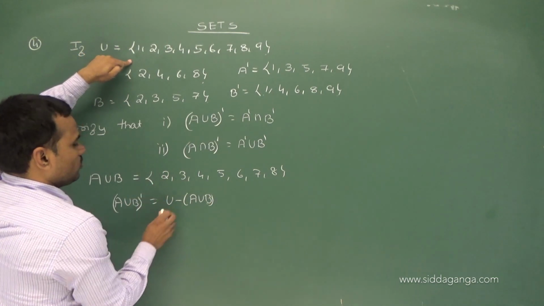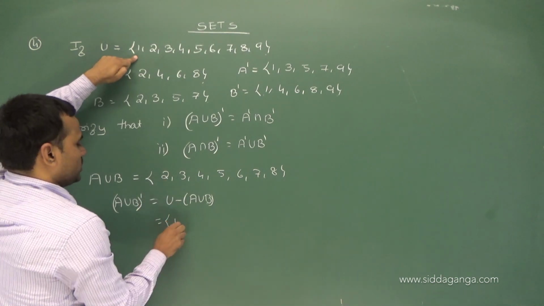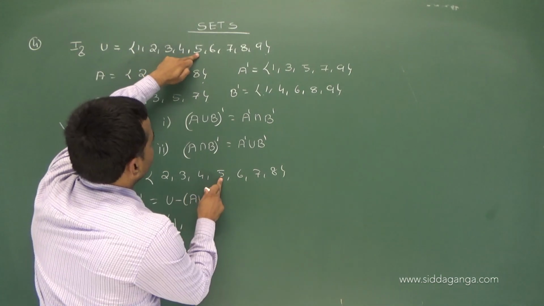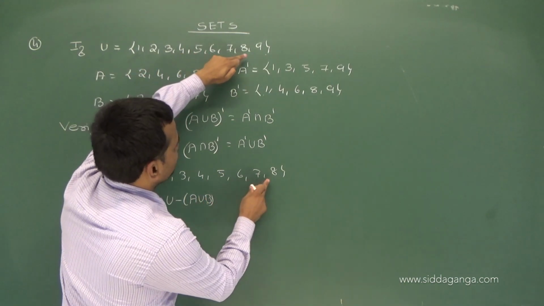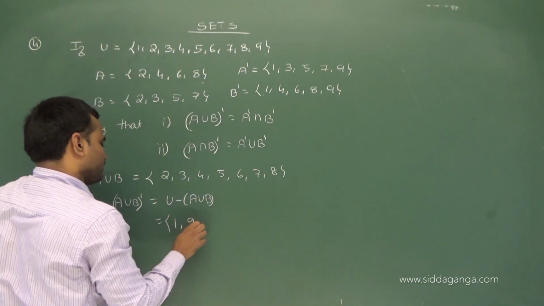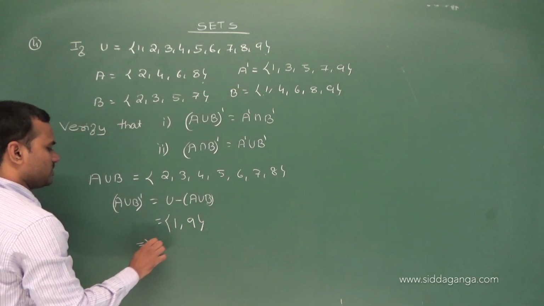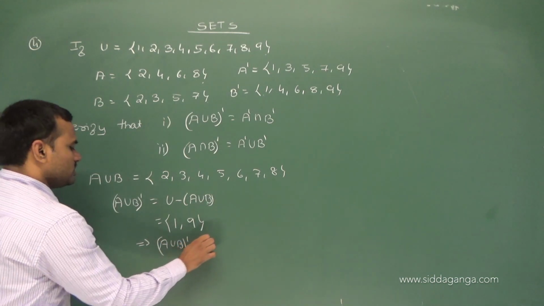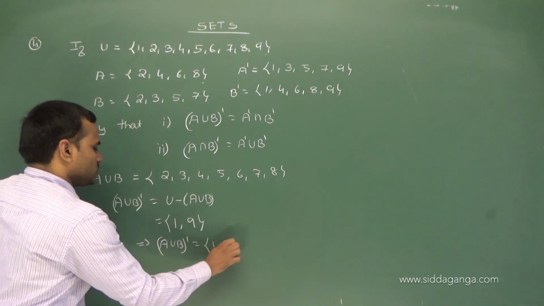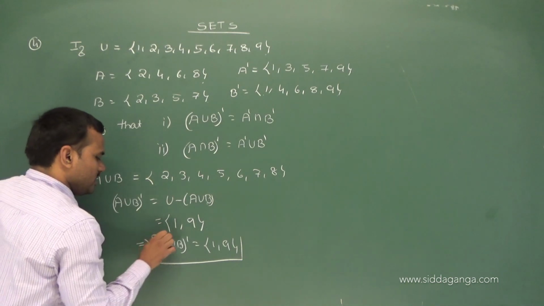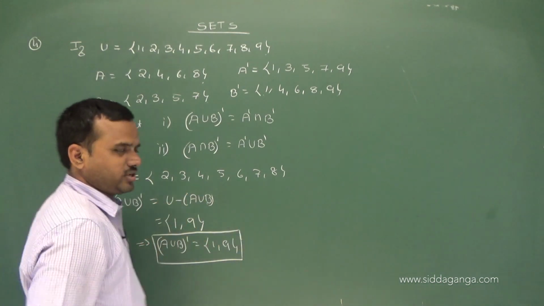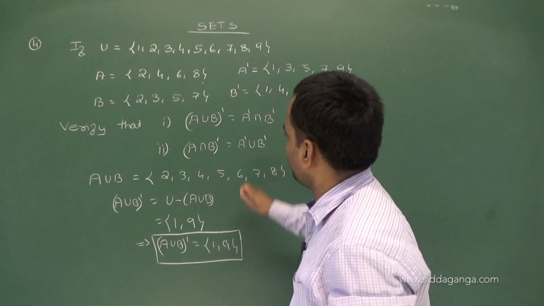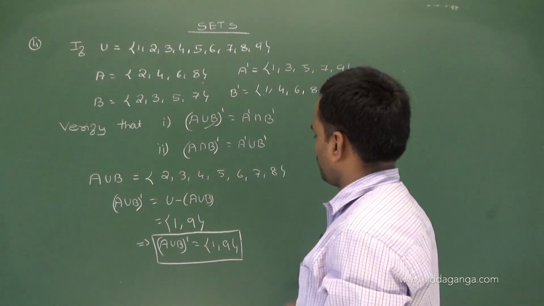So write it. Is 1 present? No. Right. 2, 3, 4, 5, 6, 7, 8 are present, 9 is not. That implies A union B whole dash is what? 1, 9. A union B whole dash is 1, 9. LHS is over. Call it as 1.